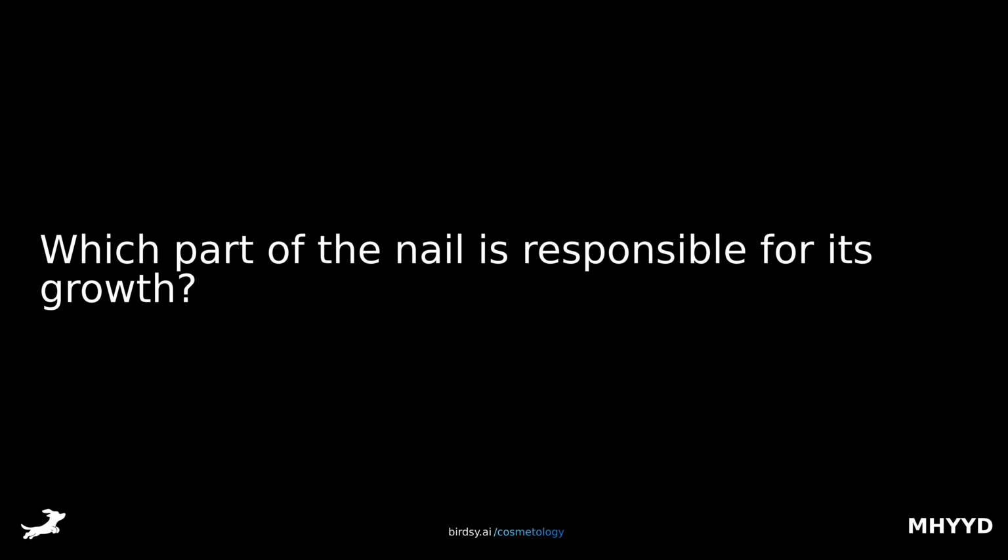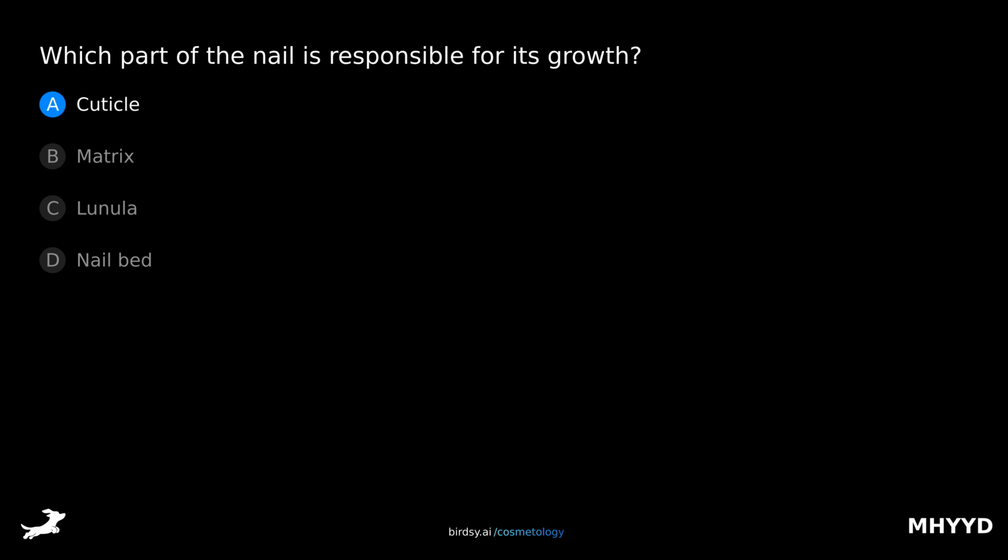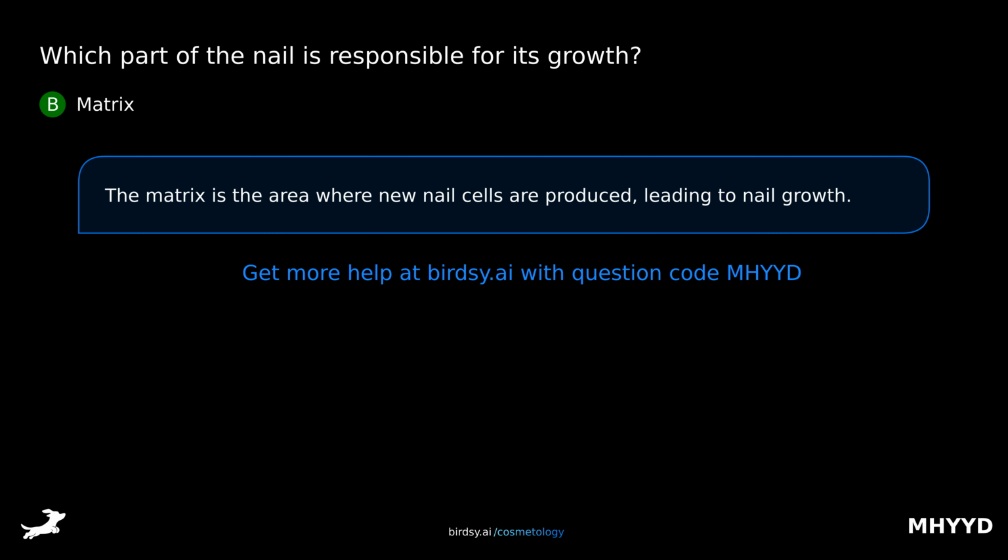Which part of the nail is responsible for its growth? Is it A, cuticle, B, matrix, C, lunula, or D, nail bed? The answer is B, matrix. The matrix is the area where new nail cells are produced, leading to nail growth.